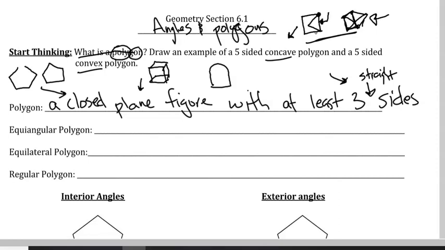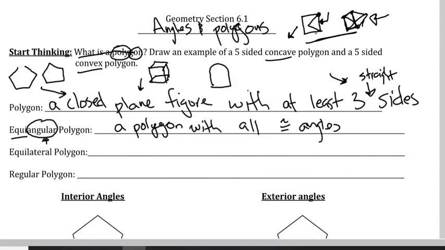Okay. Next thing we have here is equiangular and equilateral. This one has two parts to it. Equa means the same, and then angular, obviously angles. This is a polygon with all congruent angles. And then we have equilateral. Equa meaning the same. Lateral is talking about like the sides. So a polygon, I'm being lazy, I'm doing that instead of writing a polygon, with all congruent sides.